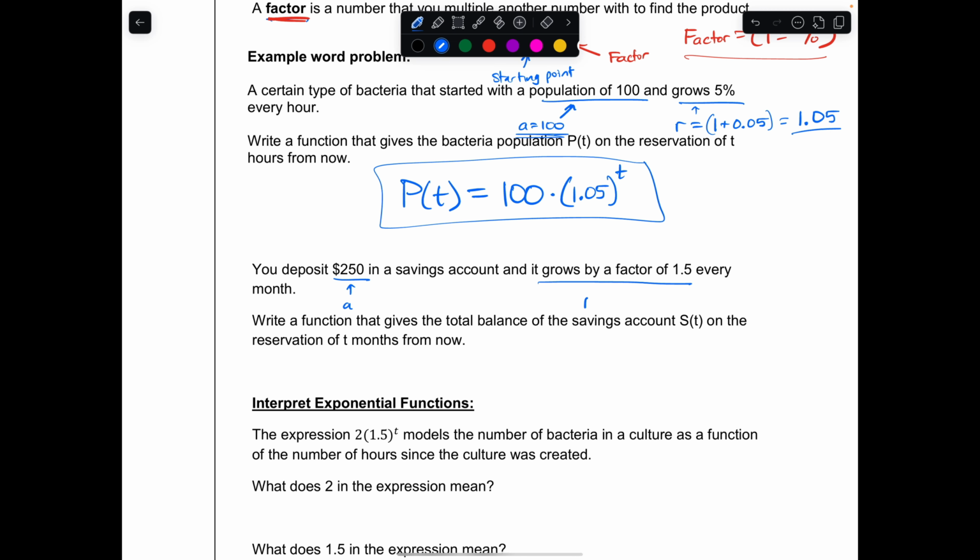The nice thing about this is we don't have to add. This is not a percent. It's just telling us R is 1.5. So from there, we can write our function S that depends on t. It's going to be A times R to the power of t. There we go.